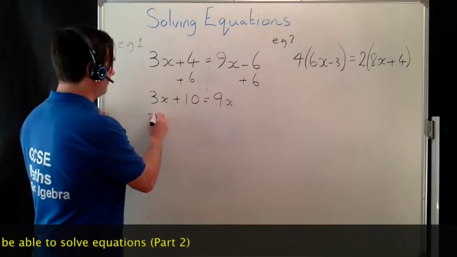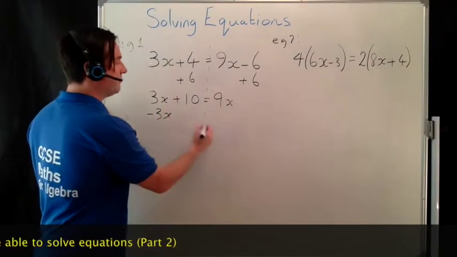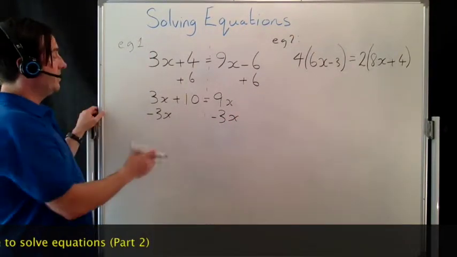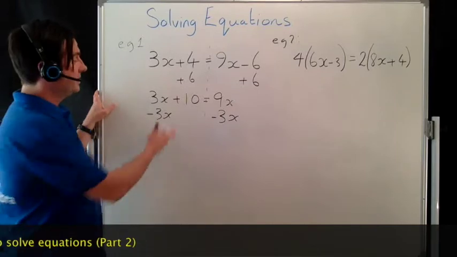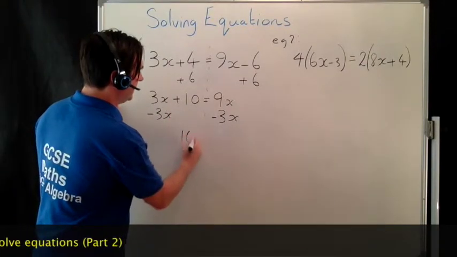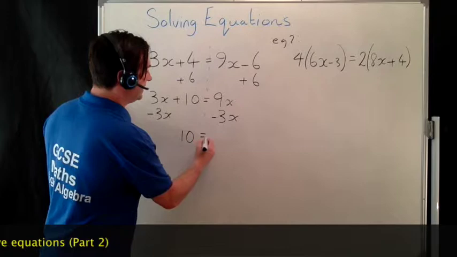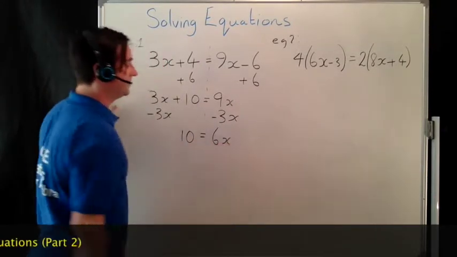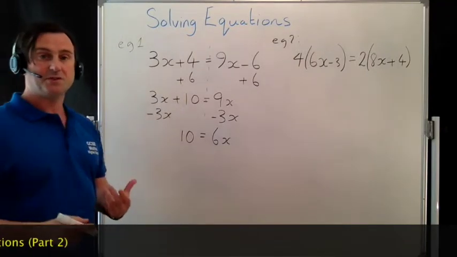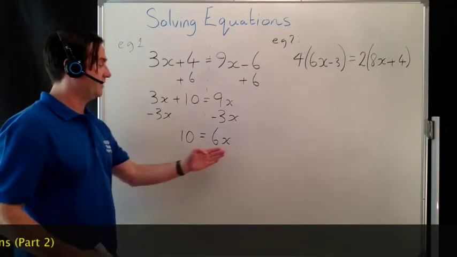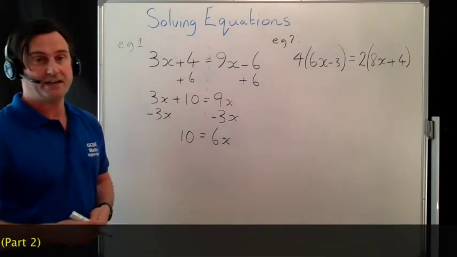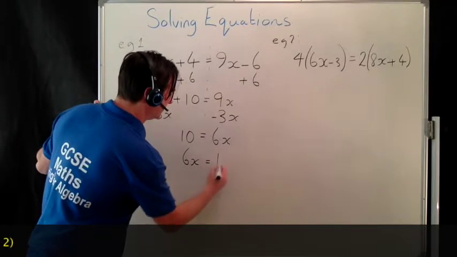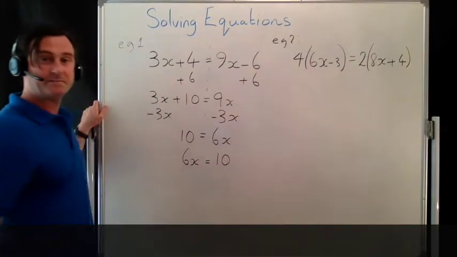The smaller one of these two is the 3x. So let's take that away from both sides. Write out what you're left with. 3x take 3x leaves you with nothing. So this time we've only now got 10 left on the left hand side. 9x take away 3x leaves us with 6x. We're now in the position where we want to be. We've got a number on the left hand side and a letter term on the right hand side. I tend to swap these around at this stage.